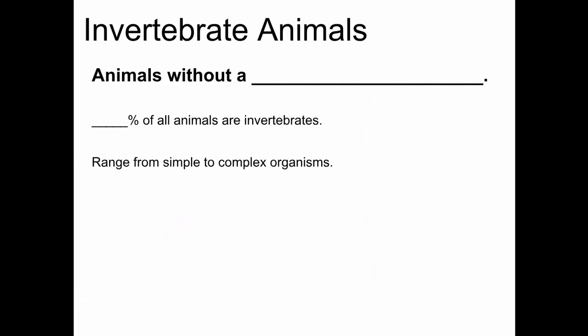All right, so we're going to talk about our different groups, starting with invertebrates. If I were to ask you to think of an animal in your head, I would say for the vast majority of you, you're thinking of a vertebrate animal. Most people are not thinking of invertebrates. But actually, invertebrates are 95% of all identified animals on Earth. These are animals without a backbone or a spinal column.